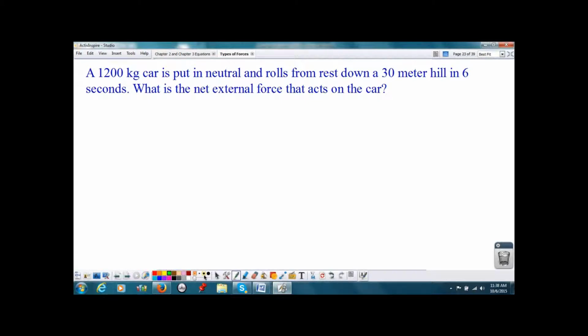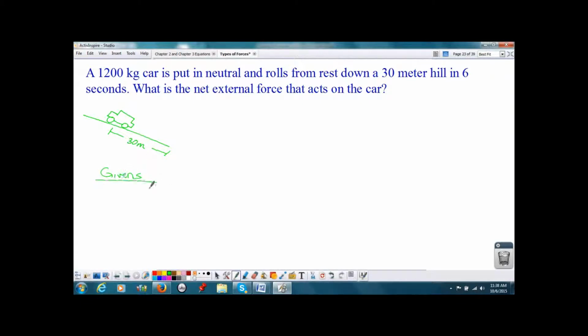Start with a picture. So we're going to draw the hill. We're going to draw a car on the hill. Apparently it's a pretty steep hill. And we're going to label any distances that we know in our picture. So we've got a 30-meter hill. So this distance from here to here is 30 meters.